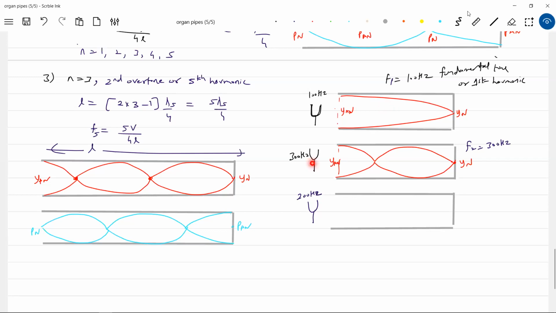Then when I bring a tuning fork of frequency 300 hertz, it will resonate in 1.5 loops, vibrating in the third harmonic. Then maximum transfer of energy takes place from the tuning fork to the organ pipe, and I'll get maximum sound here also. So I should write: maximum sound is produced. What will happen for 200 hertz? The pipe will vibrate, but there won't be resonance and we don't get maximum sound.